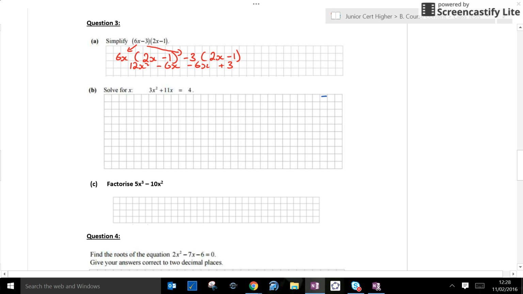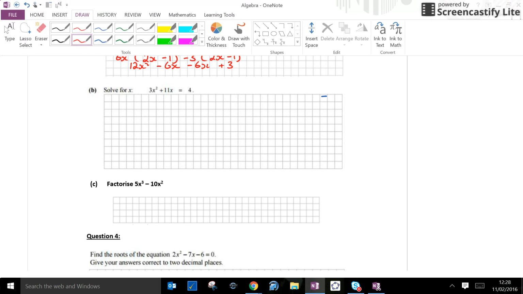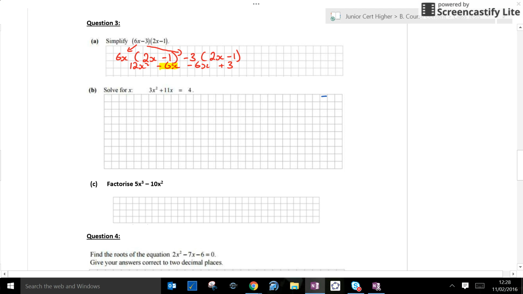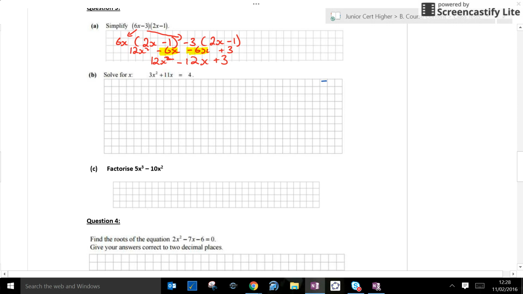Okay, I'm now going to look and see, is there anything I can simplify? Have I any like terms? Well, we have minus 6x and subtract another 6x. They are like terms. So we've got 12x squared minus 6x, subtract another 6x is minus 12x plus 3. Let's move on to part B.